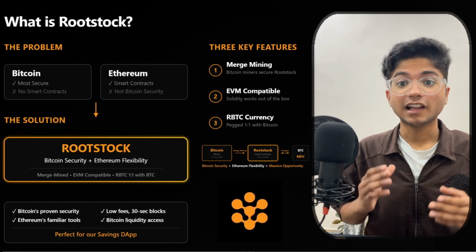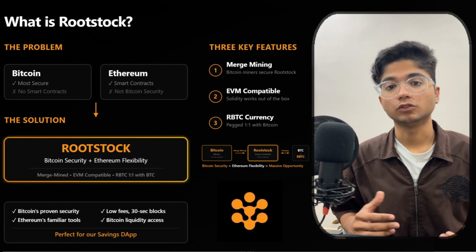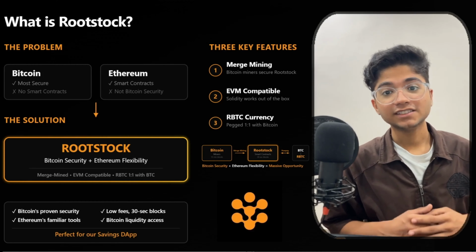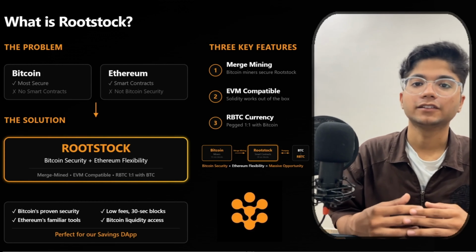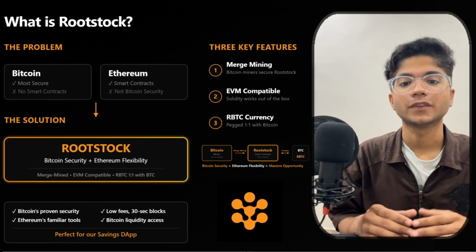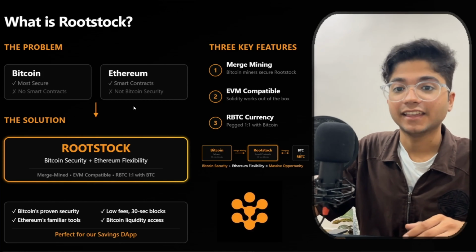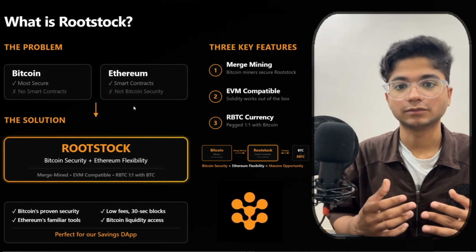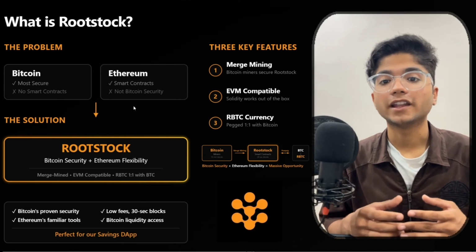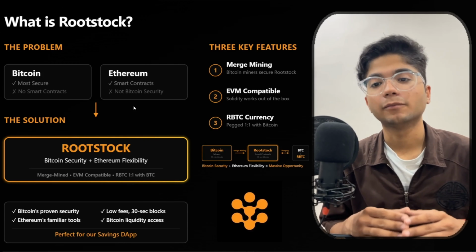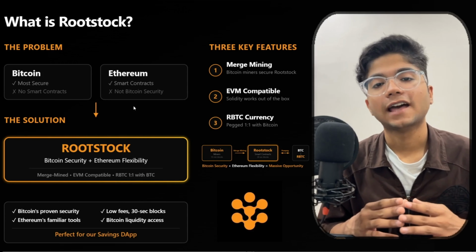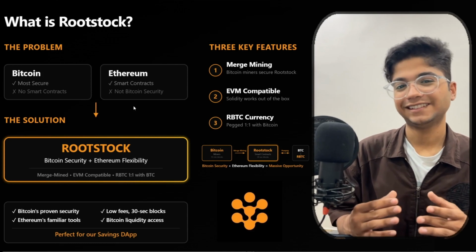Before we even write a single line of code, let's talk about why we chose the Rootstock blockchain for this project. Understanding the why will eventually make the how so much more meaningful. Rootstock, also called RSK, is a smart contract platform that does something really clever. It's merge mined with Bitcoin and is fully EVM compatible. Let me break down what that actually means and why you should really care about this.